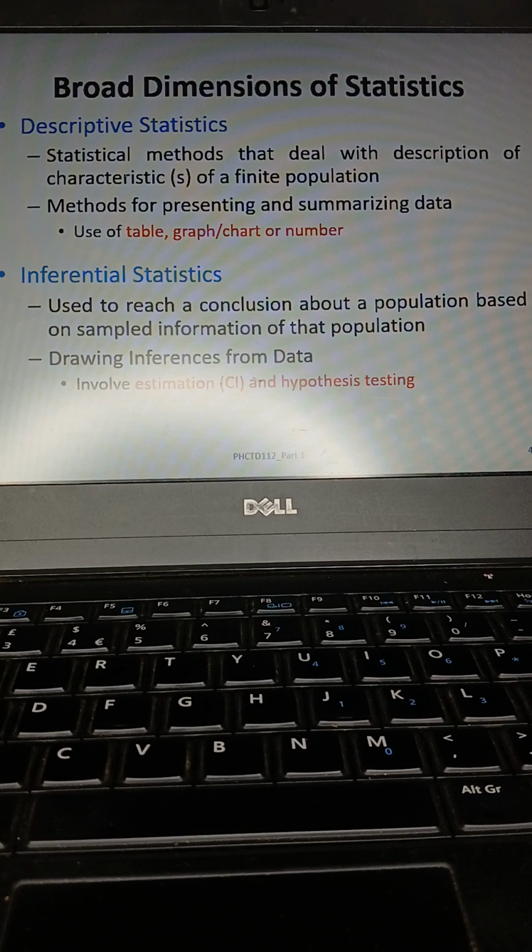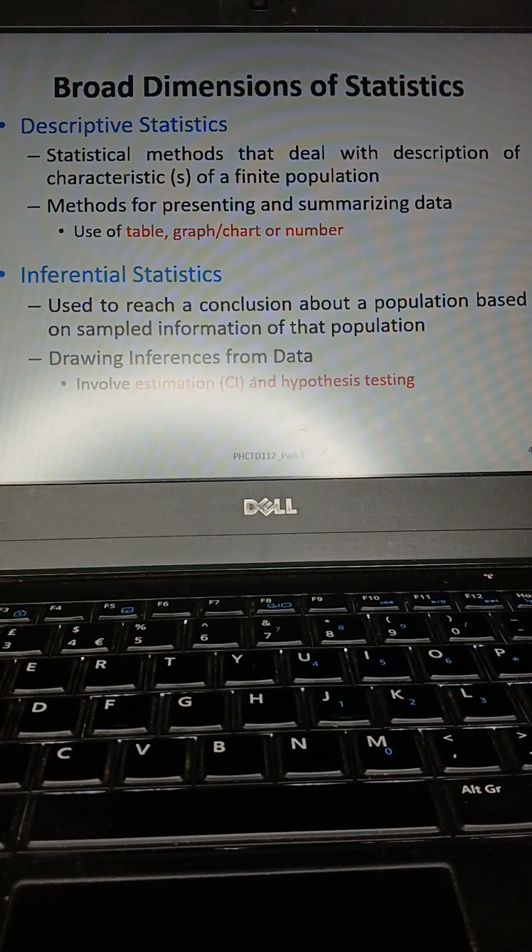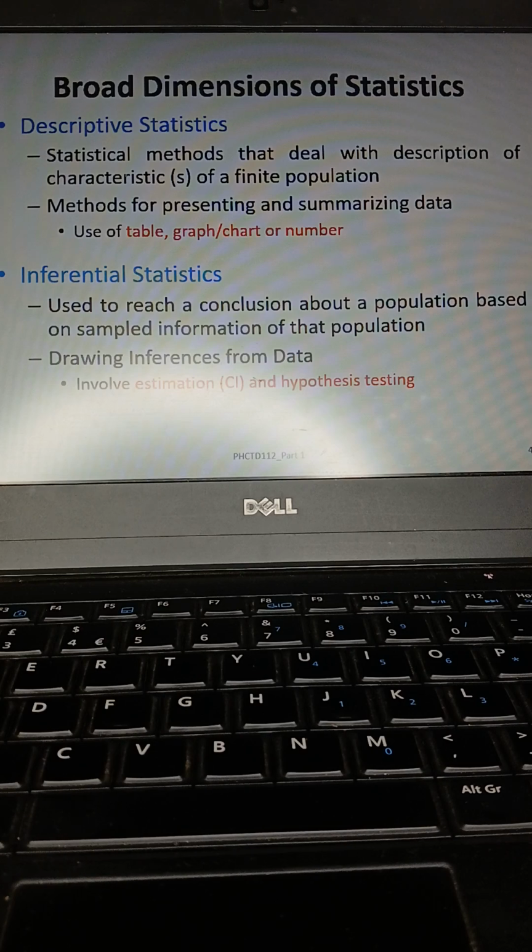I'll go back to my example. The average height of students in your country. Doing that might be somehow tasking and very difficult and time consuming. The best thing to do is probably to look for just a college and look for the average height of a number of students in your college. With that, you can draw conclusions from the average height of students in your college. Then you can use it to generalize that to the whole population of your country. This involves estimation in terms of confidence interval and hypothesis testing.